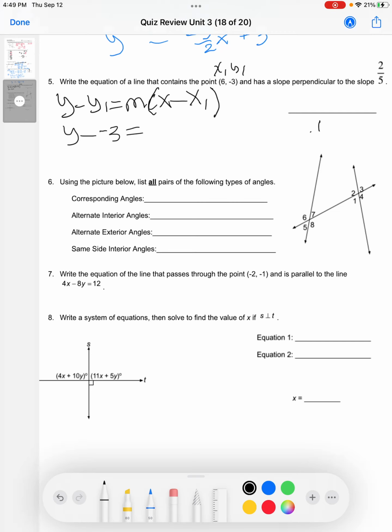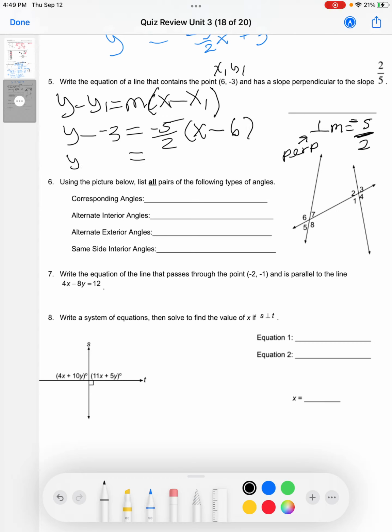M, and our perpendicular slope. Before I continue, that little upside down T here means perpendicular. So the perpendicular slope of 2/5 is going to be -5/2. You flip it and make it negative. It's called the negative reciprocal. So I'm going to put it here, -5/2. Then x minus x1, which is 6.